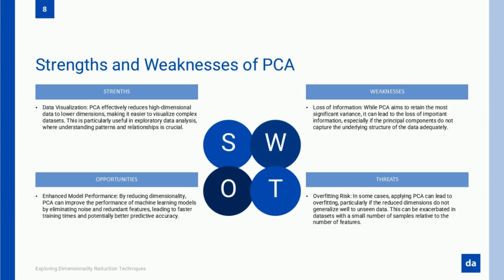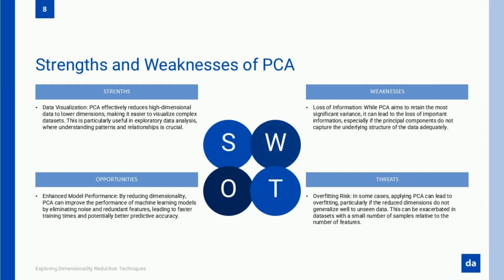But let's not sugarcoat it. PCA has weaknesses too. One of the biggest challenges is the potential loss of information. While PCA aims to retain the most significant variance in the data, there's always a trade-off. If the principal components don't capture the full structure of the data, you might lose subtle but meaningful details. Imagine distilling a rich, complex story into a one-paragraph summary. It's efficient, but some of the nuance inevitably gets lost.